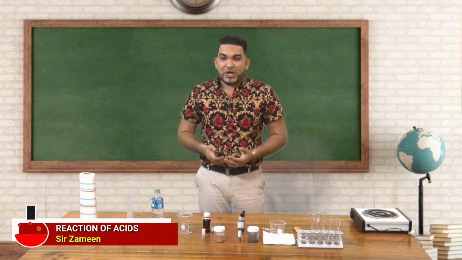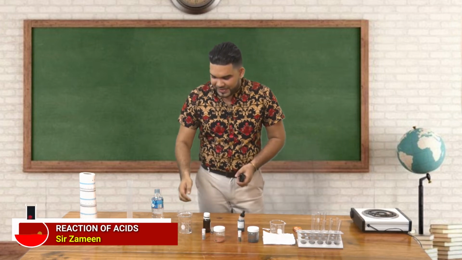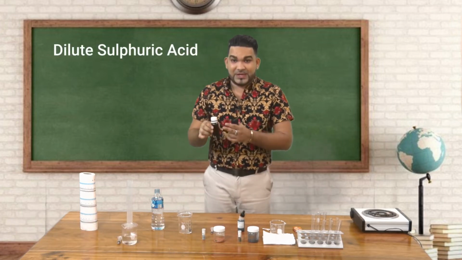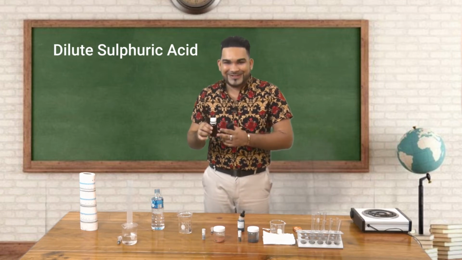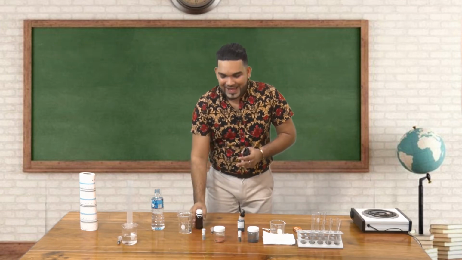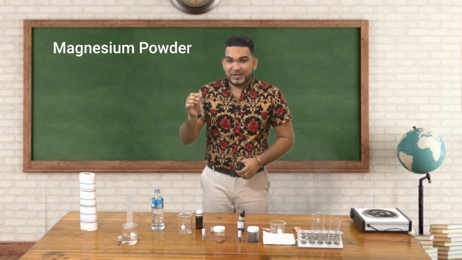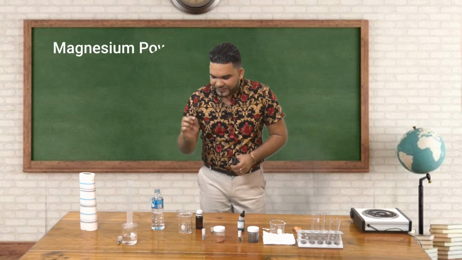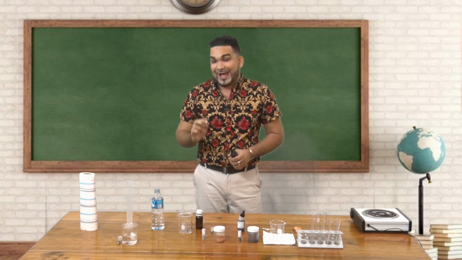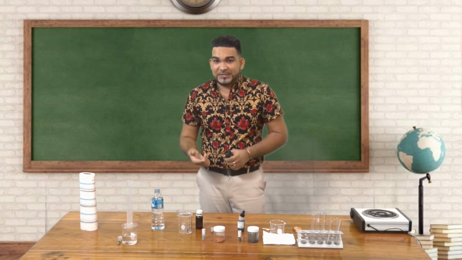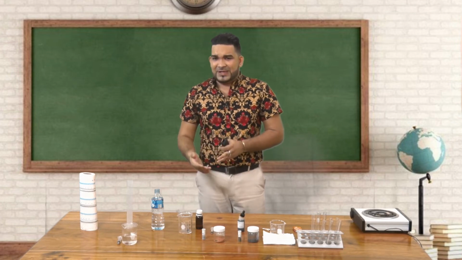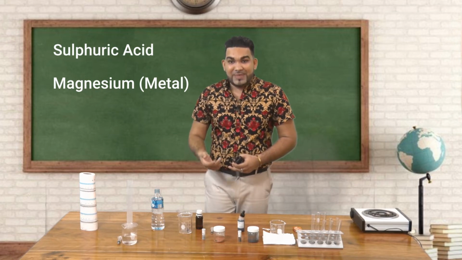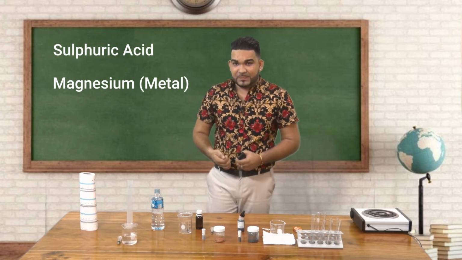Now, what I have here is a dilute sulfuric acid. It's here in my container, my glass bottle rather. I have in here magnesium powder. And what I will be doing is adding a few drops of sulfuric acid into my magnesium powder. So what I'm reacting here is an acid, which is sulfuric acid, and a metal, which is magnesium.